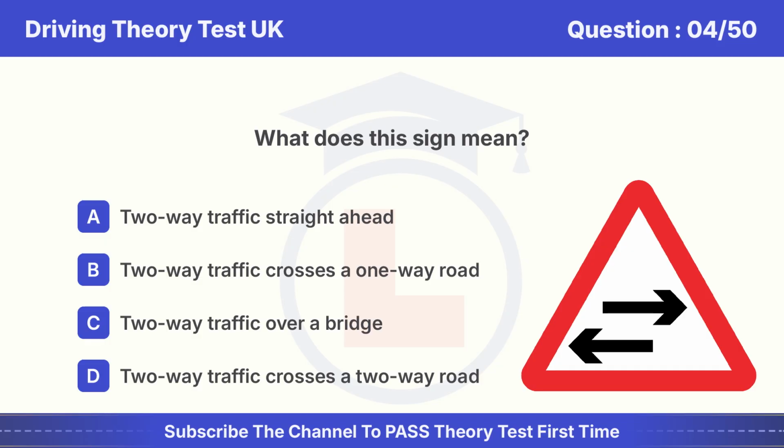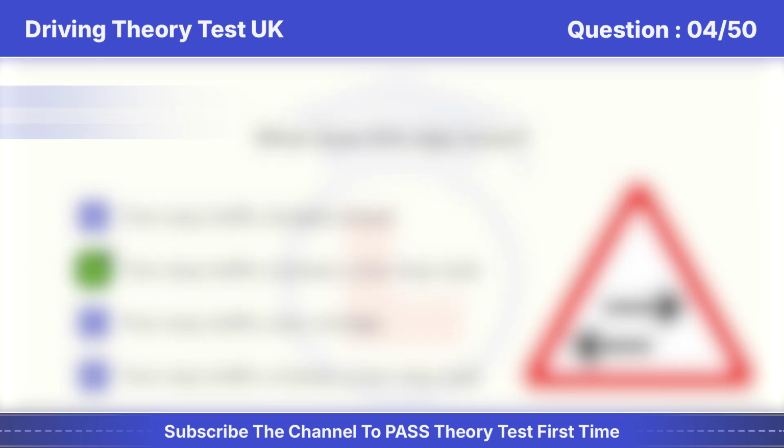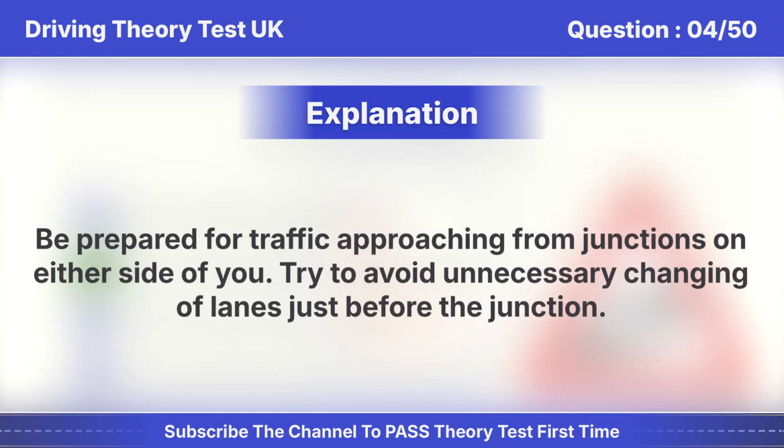Question 4. What does this sign mean? Answer is B. Two-way traffic crosses a one-way road. Be prepared for traffic approaching from junctions on either side of you. Try to avoid unnecessary changing of lanes just before the junction.